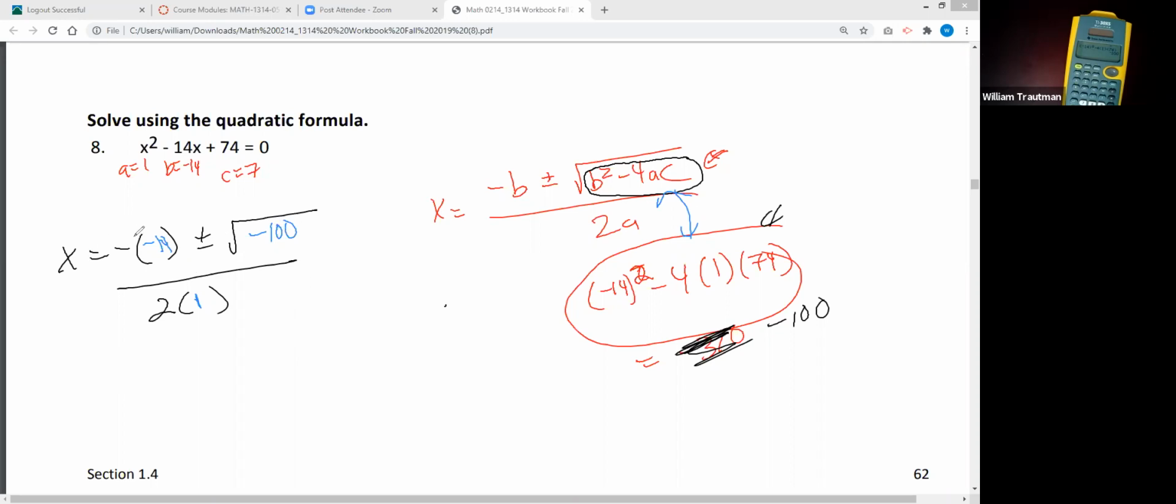Does anybody know what 2 negatives next to each other mean right there? When you have a negative, it makes it a plus sign. Yes, two negatives next to each other change to a plus. So this problem is really x equals a positive 14 plus or minus the square root of negative 100 over 2 times 1 on the bottom, which is 2.